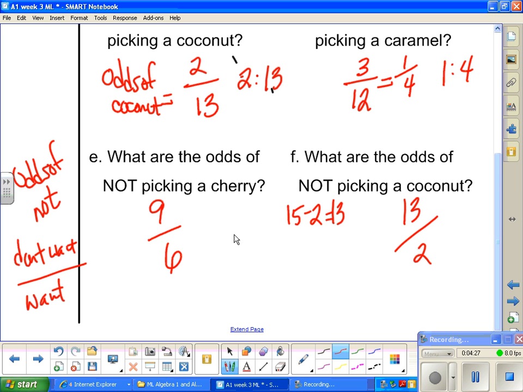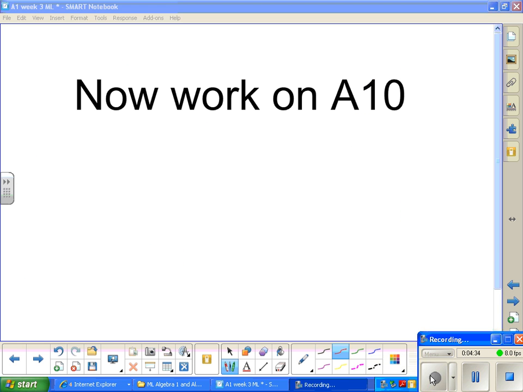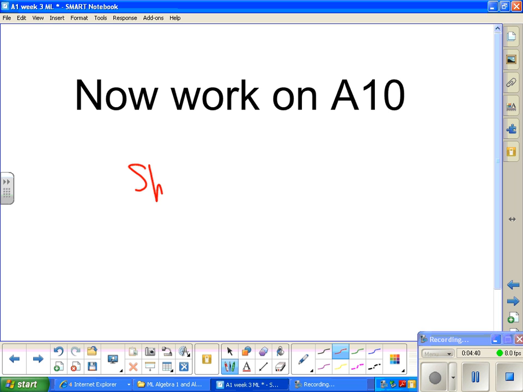And that's it. So your assignment for today is to work on A10. So you're going to work on this today. Make sure you show all work. And you need to turn it in on time. Late work is not being accepted.